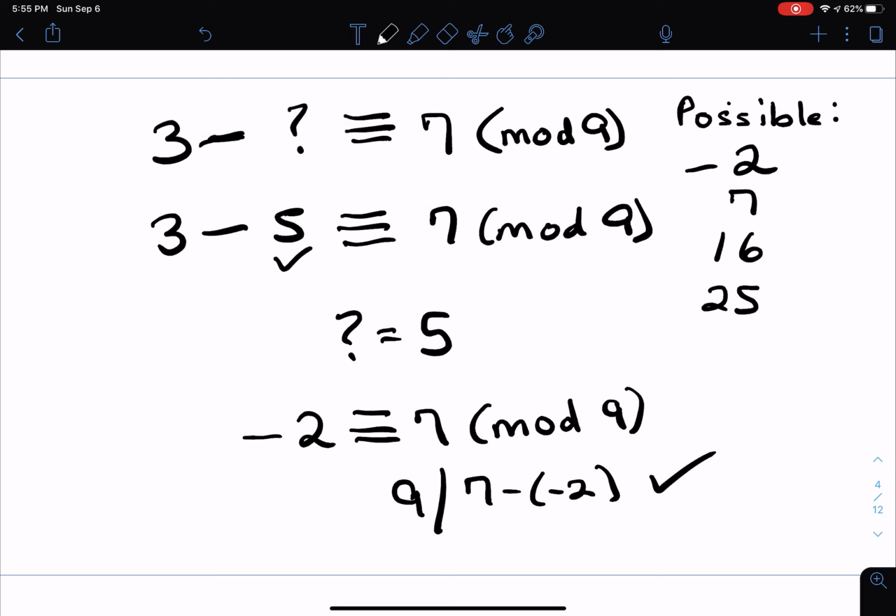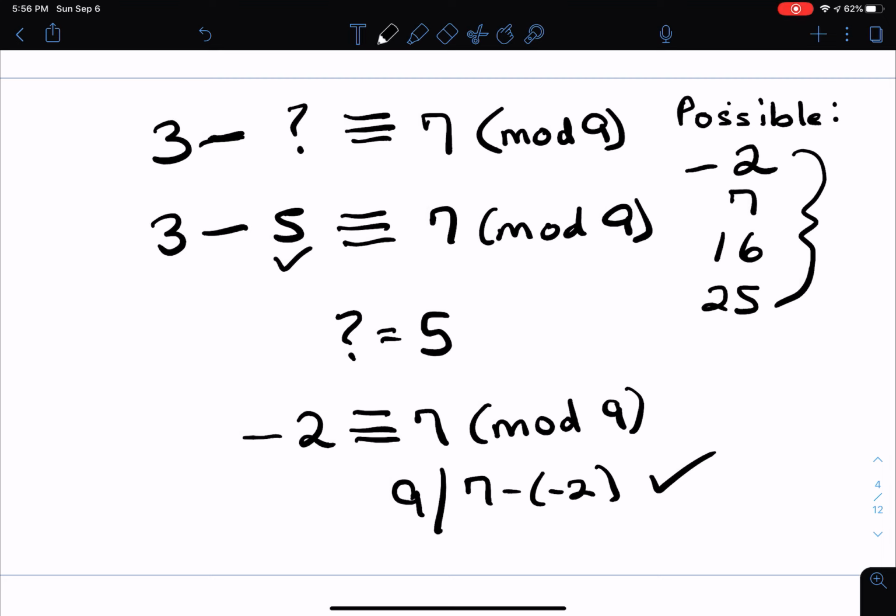So I looked at my possible results over here, where I got the -2, the 7, the 16, and the 25. But if I tried to get 7 on that side, or if I tried to get 16 or 25, my question mark was going to be going into negative numbers. And that's not what I wanted. I wanted my question mark to be something from 0 to 8.